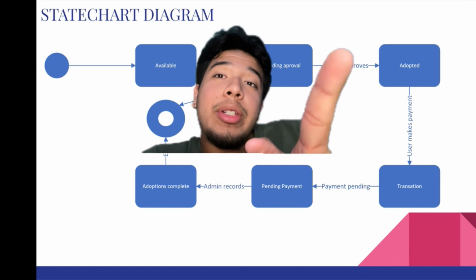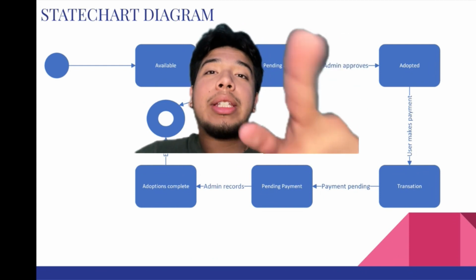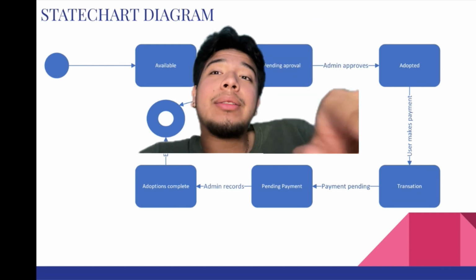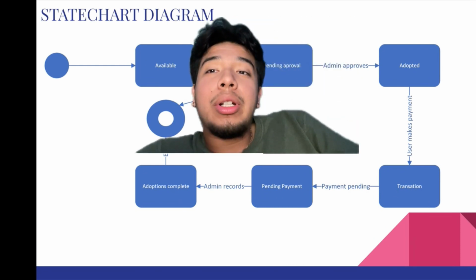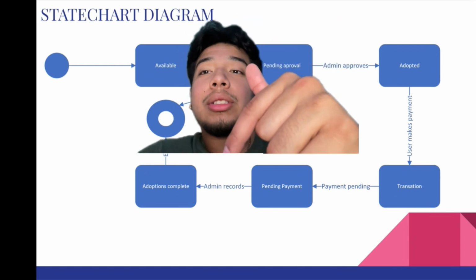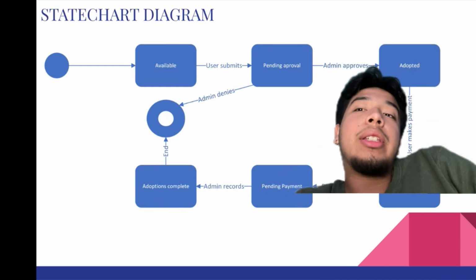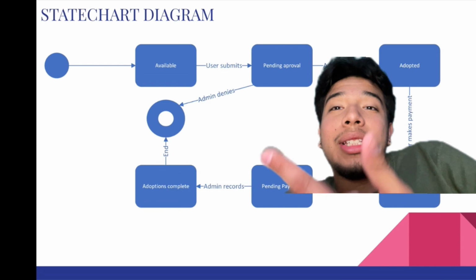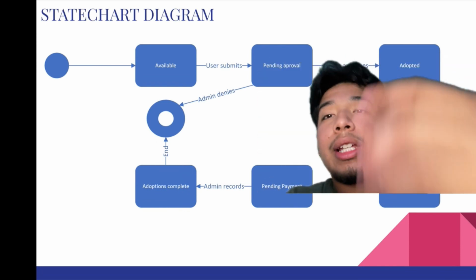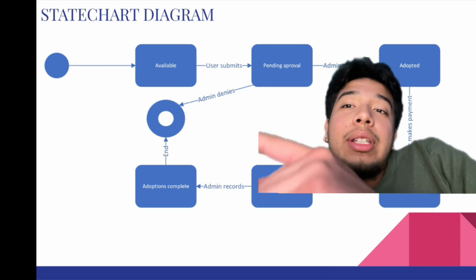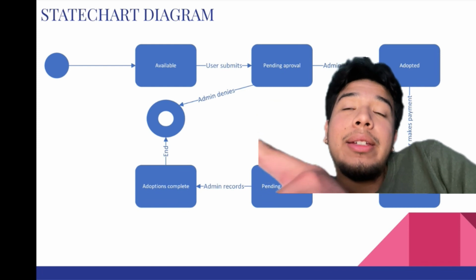If the admin approves the application, the user is able to adopt the animal and then we move on to their transaction. So right here, the payment is pending. Whether it goes through or not, it goes into our records. All of our records go in: the application, transactions, all the animal paperwork, the user info, stuff like that. And after all that is done, the adoption is complete and then we have our end.